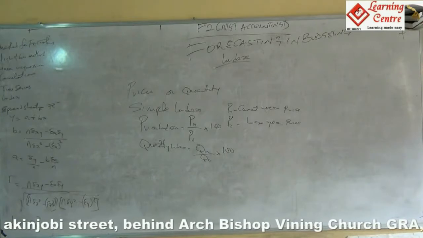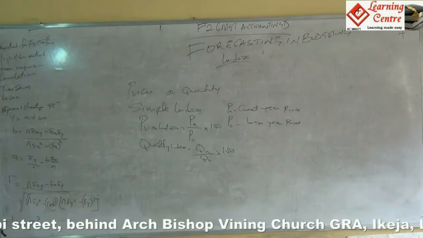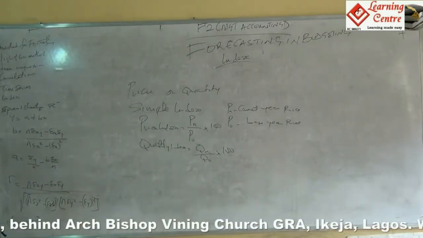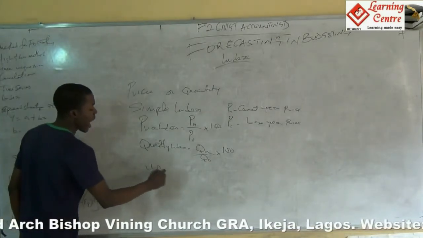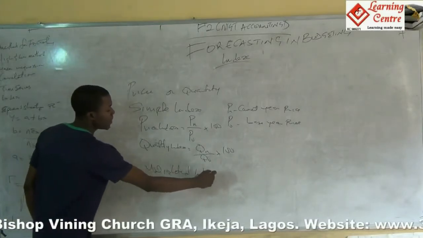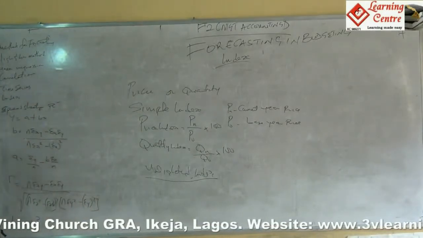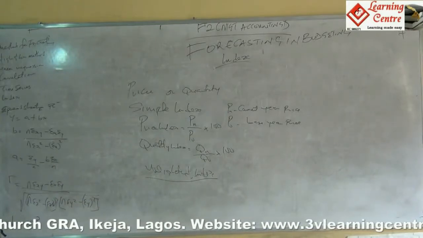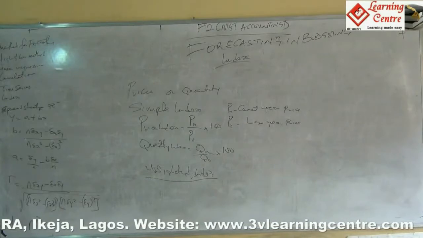Now, we have the weighted index. Because price and quantity are related. If you remember the law of demand and supply, it says that under the demand level, the higher the price, the lower the quantity demanded.